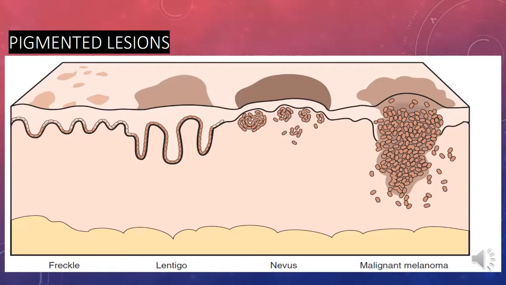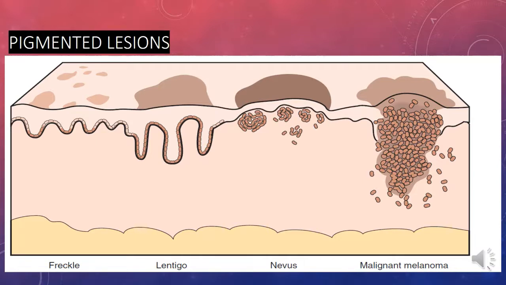The pigmented lesions are very broad and very vast, but here we are talking about the commonest ones, like the freckle, lentigo, nevus, and malignant melanoma. It's all based on your undergraduate level. Other than it, there is a vast category of it. In many of the secondary diseases, this shows their signs in the form of skin pigmentation.